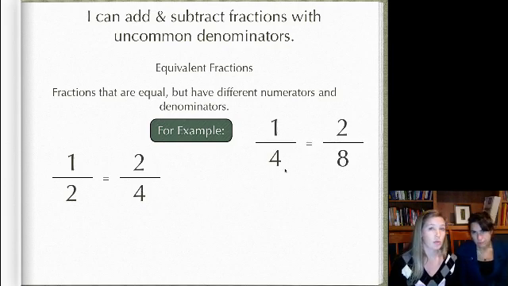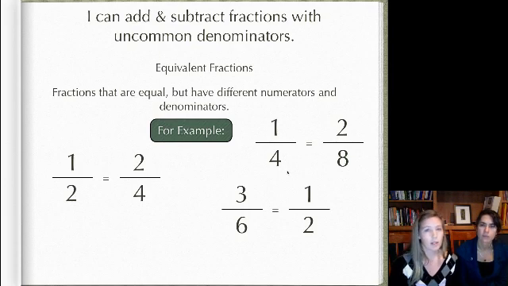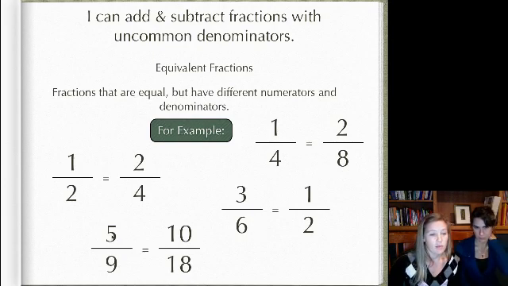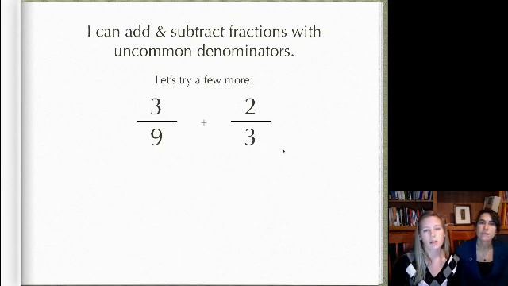Some more examples. 1/4 is equivalent to 2/8. 3/6 is equivalent to 1/2. 5/9 is equivalent to 10/18. So these are just other examples of equivalent fractions, and you can see you can get them from multiplying one by the other. So like 9 times 2 is 18, 5 times 2 is 10. So that's how you get the equivalent fractions. All right, so let's try another one.